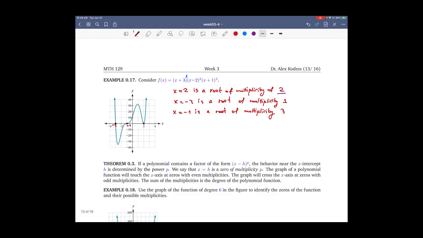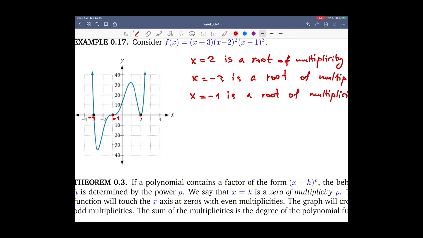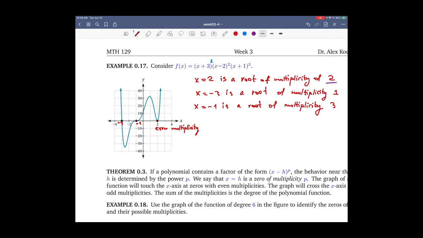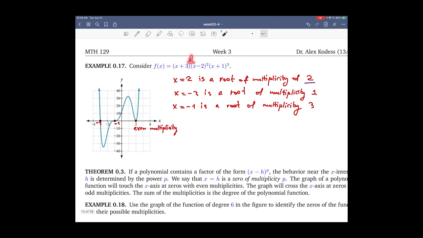And we can clearly see that wherever we have even multiplicity, which in our example is root 2, which is of multiplicity 2, and 2 is even, we have a touching. Don't get confused here. It has nothing to do with the number 2 here being even. It's not the roots whose parity we are looking at. It's the powers to which these factors are raised.